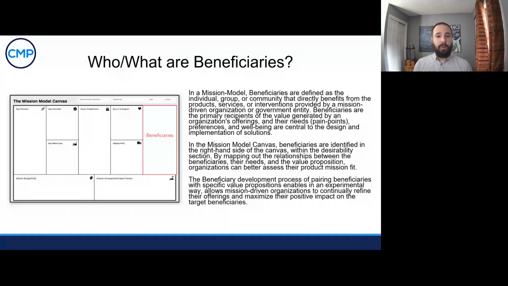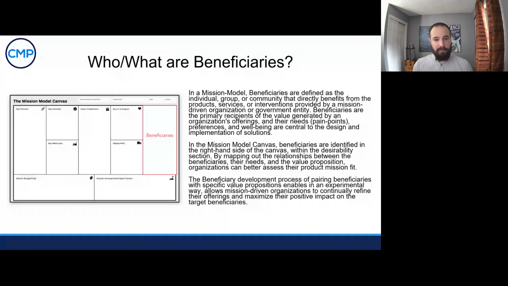Beneficiaries are identified in the right-hand side of the canvas within the desirability section. By mapping out the relationships between beneficiaries, their needs, and value proposition, organizations can better assess their product mission fit. The beneficiary development process of pairing beneficiaries with specific value propositions, in an experimental way, allows mission-driven organizations to continually refine their offerings and maximize their positive impact on those target beneficiaries.